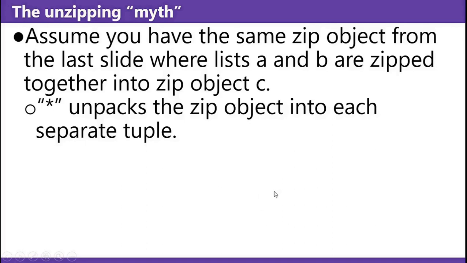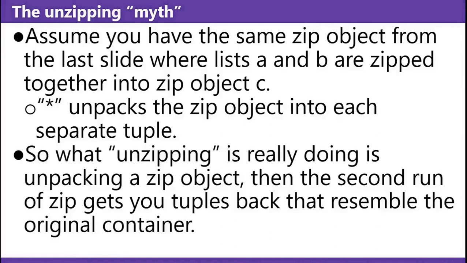When you re-zip each separate tuple, you're reading the first element of the first container, the second element of the first container, and so on. So what unzipping, in quotey fingers, is really doing is unpacking a zipped object, and then the second run of the zip gets you tuples back that resemble the original containers.